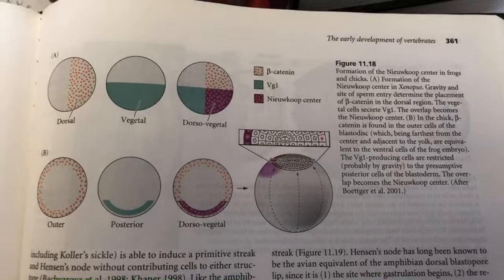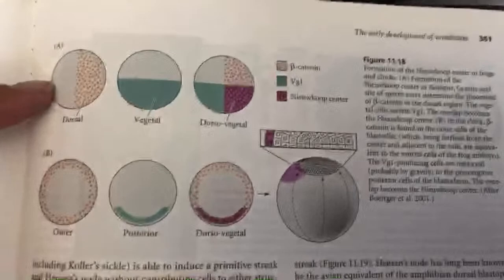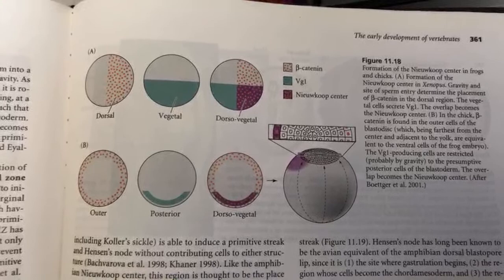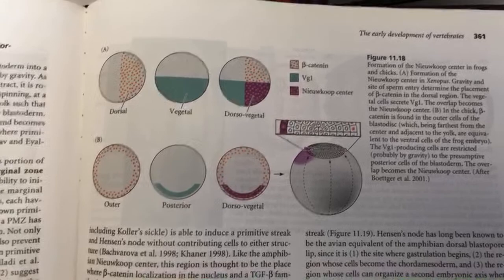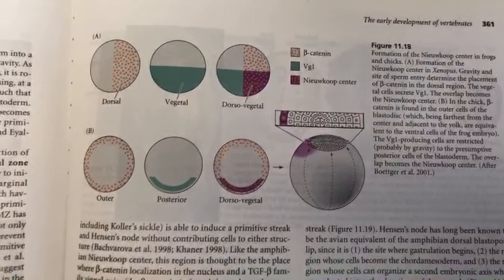Okay, formation of the Nieuwkoop center in frogs and chicks. So here, dorsal. So dorsal is the backside, like a dorsal fin. Formation of the Nieuwkoop center in Xenopus. Gravity and site of sperm entry determine the placement of beta-catenin in the dorsal region. The vegetal cells secrete Vg1. So vegetal is like what it feeds on. The overlap becomes the Nieuwkoop center.